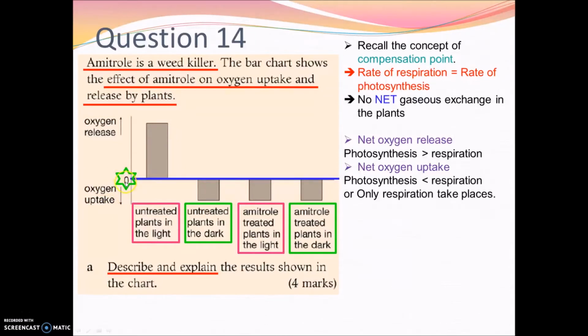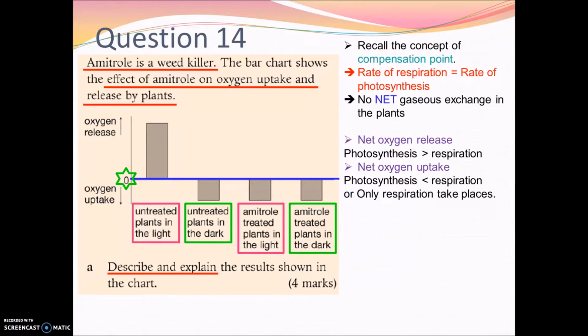For this part, what is the meaning of the zero? It means the compensation point. That means the rate of respiration is equal to the rate of photosynthesis. At the compensation point, there is no net gaseous exchange in the plant. So the plant will not have a net oxygen release to the atmosphere, and there will not be a net oxygen uptake from the atmosphere.